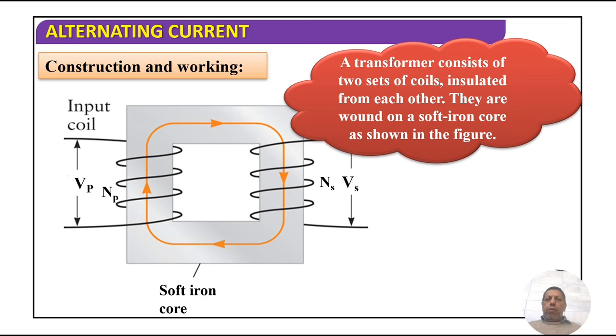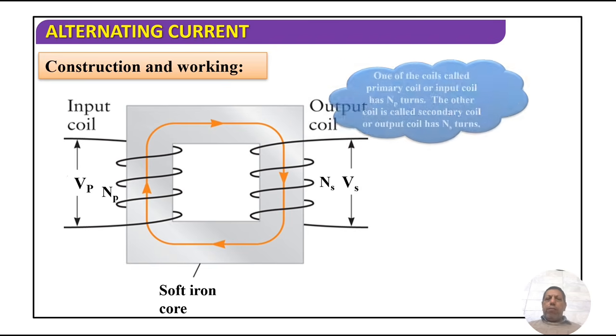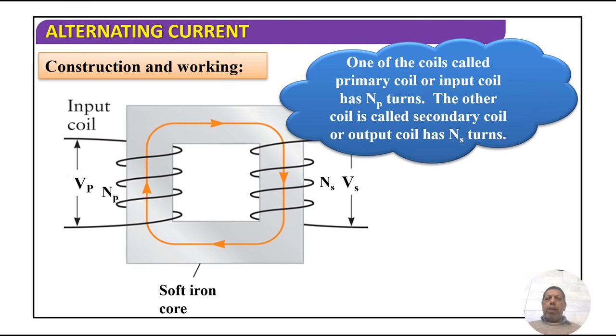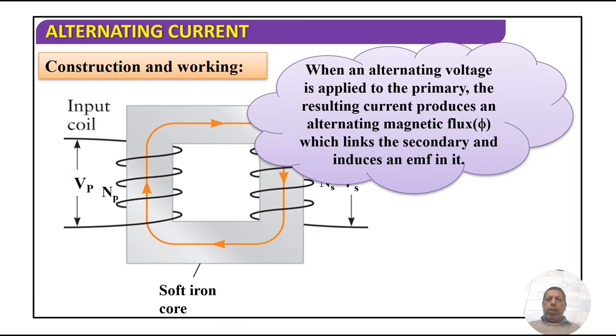of coils insulated from each other. They are wound on a soft iron core as shown in this figure. One of the coils is called primary coil or input coil. The other coil is called secondary coil or the output coil.